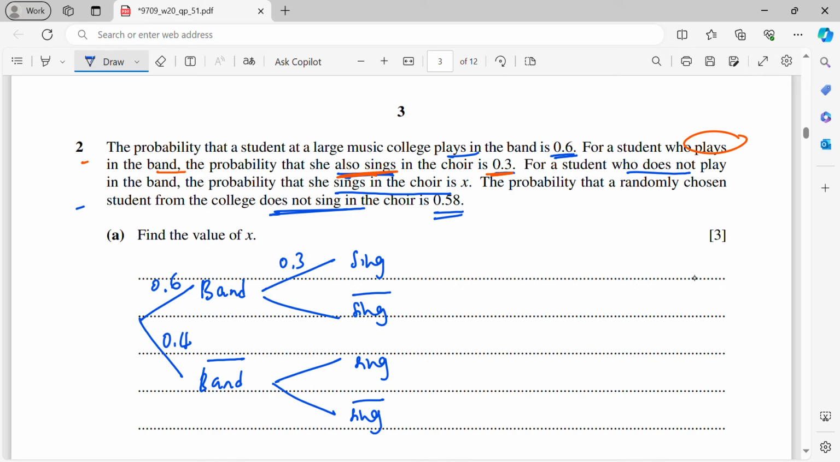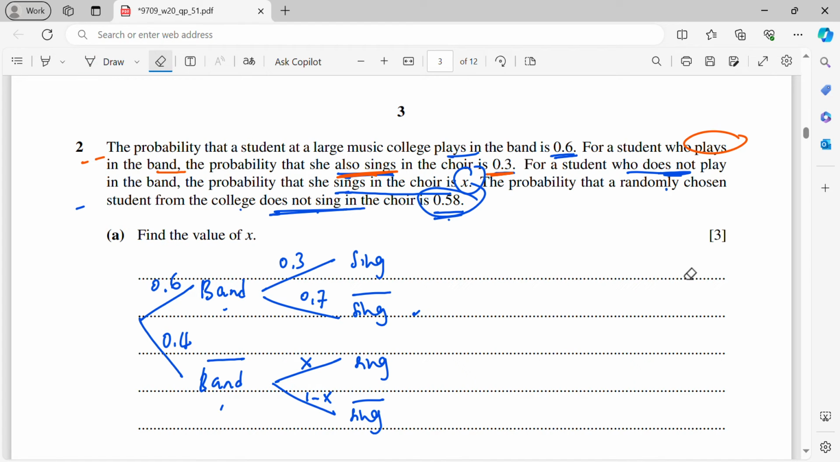Okay, for a student who does not play in the band, the probability that she sings in the choir is X. So does not play and sing is X. So does not sing for not play in the band, it will be 1 minus X. So therefore the probability is 1. Then now the probability that a randomly chosen student from the college does not sing is 0.58. This part 0.58 we cannot label in the tree diagram, but I know that for those who play in the band and do not sing, it will be 0.7, so that the total probability here will be 1.